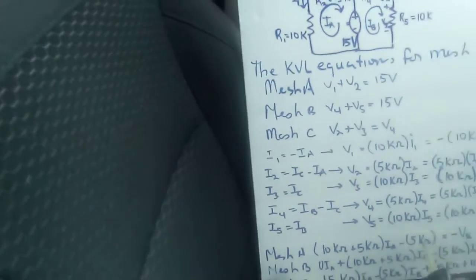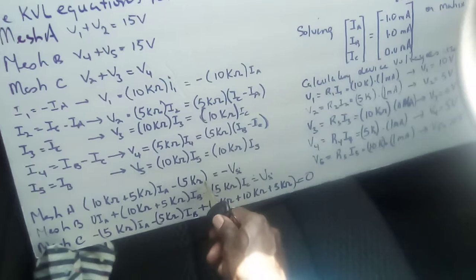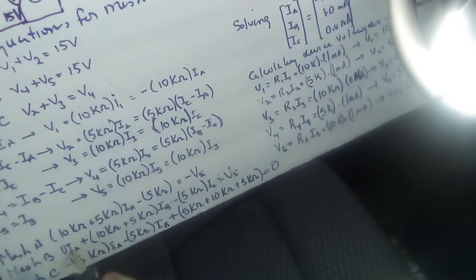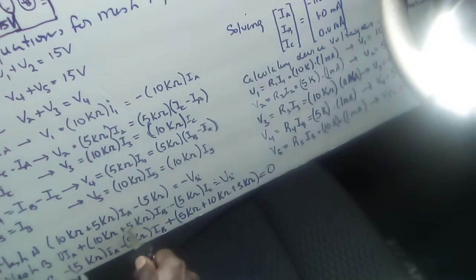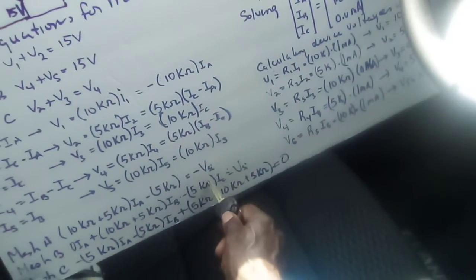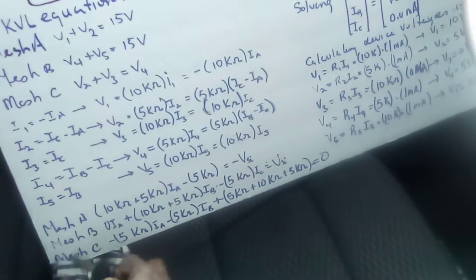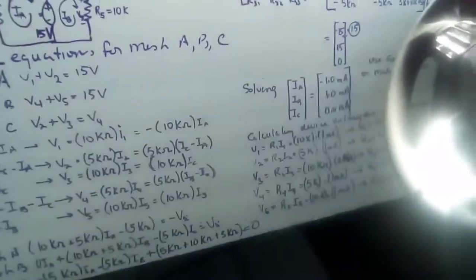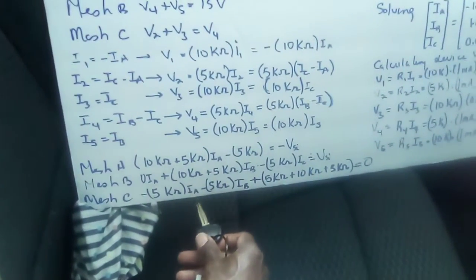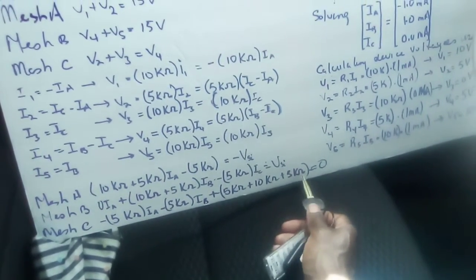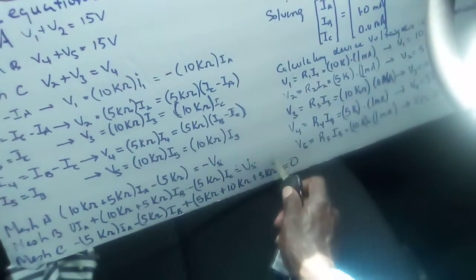So mesh A, what we have here is 10 kilo ohms plus 5 kilo ohms times IA minus 5 kilo ohms times IC is equal to minus V source. And mesh B, 0 times IA plus 10 kilo ohms plus 5 kilo ohms times IB minus 5 kilo ohms times IC is equal to V source. And mesh C, minus 5 kilo ohms times IA minus 5 kilo ohms times IB plus 5 kilo ohms plus 10 kilo ohms plus 5 kilo ohms times IC is equal to 0. And of course, these are in brackets here.